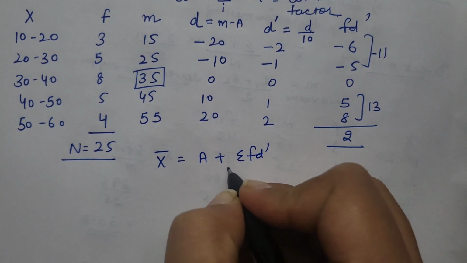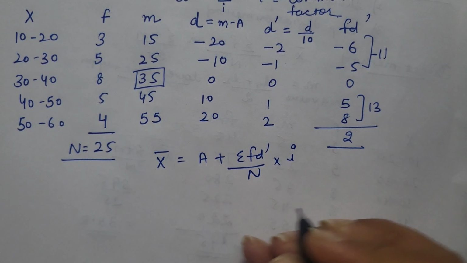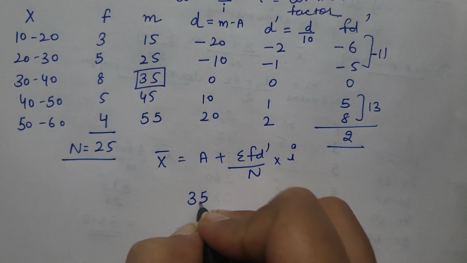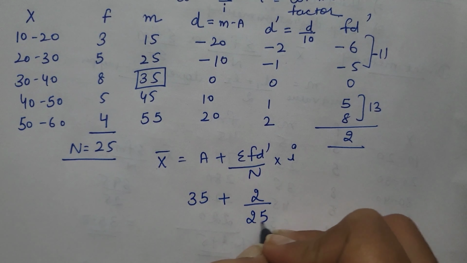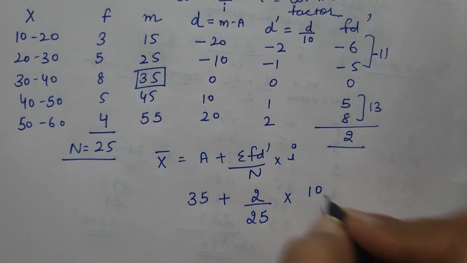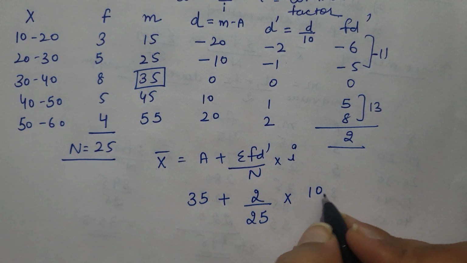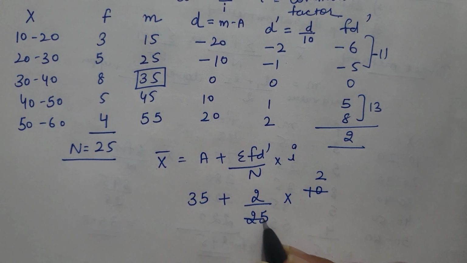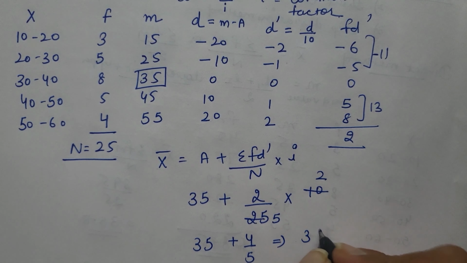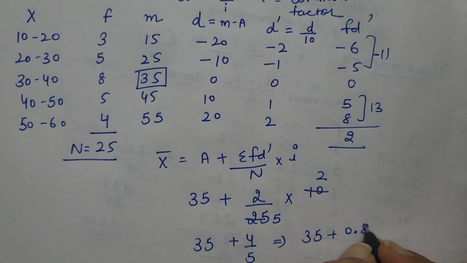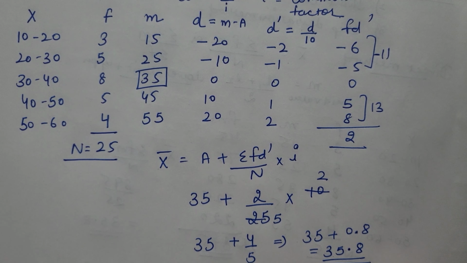a plus summation fd dash upon n into i. I assumed a as 35, summation fd dash is 2, number of items is 25 and i was 10. Again it is 4 by 5, which represents 0.8. So the answer is 35.8.